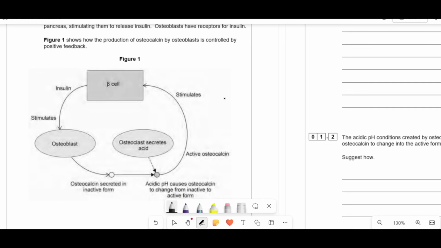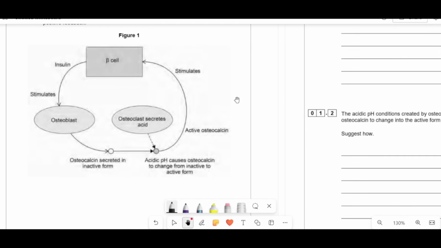So positive feedback, remember, is where you have a deviation from your norm and then it goes even further and amplifies it, whereas negative brings it back down to normal, right? So let's have a look at this figure and make sense of what's happening. If we have our beta cell, which releases insulin, which stimulates osteoblasts, these osteoblasts release osteocalcin in its inactive form, and then an acidic pH changes this osteocalcin to become active because these osteoclasts release acid, right?